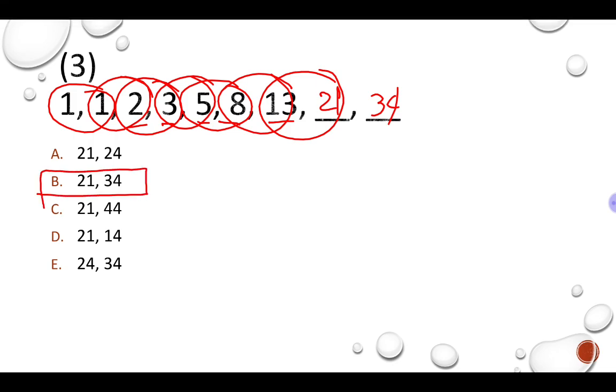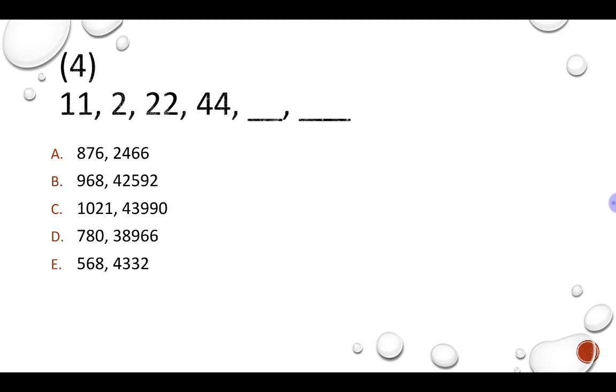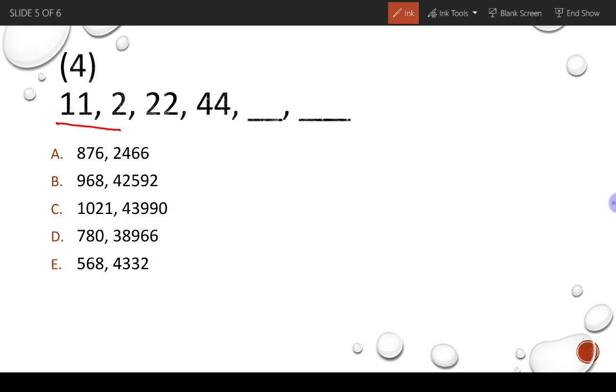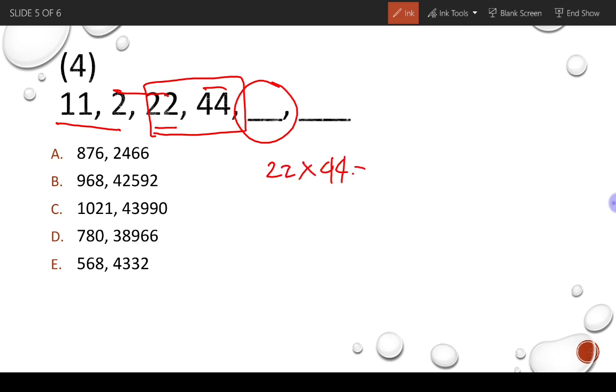Next, we have number 4. So we have 11, 2, 22, 44. Oh, madali lang, hulaan ko ano yung pattern. It's like multiplying the last two terms. We have 11 times 2, 22. 2 times 22, 44. And then for the fifth term, we need to multiply 22 and 44. That is equal to 22 times 44. That is equal to 968. So basically, si letter B lang ang may 968. So this will be our answer.